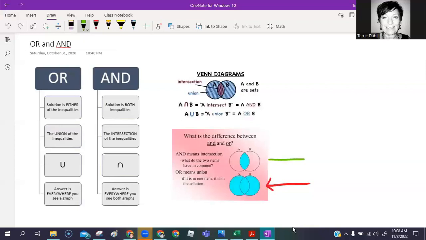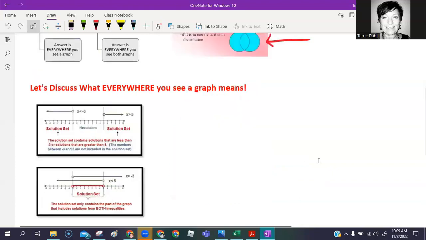So that refers to the intersection. The intersection you'll see in the top graph. That top graph helps you out a little bit. A and B are both sets. We have an intersection, which is "and," and we have a union, which is "or." The "both" with the "and" is signified by a U that is upside down, and that is everywhere you see both graphs. Okay, let's discuss what that "everywhere" means.